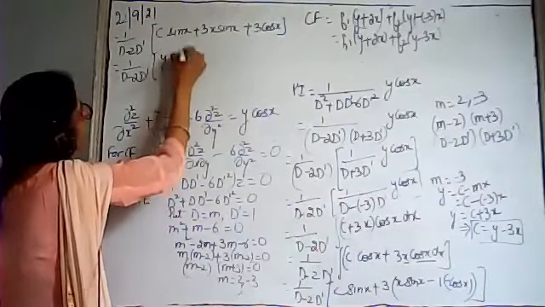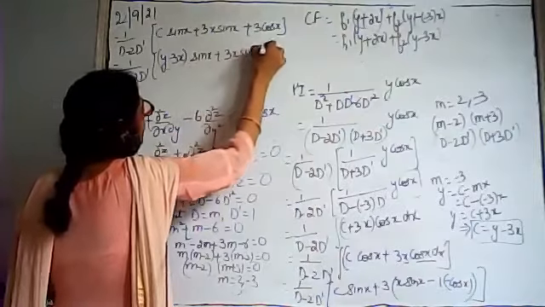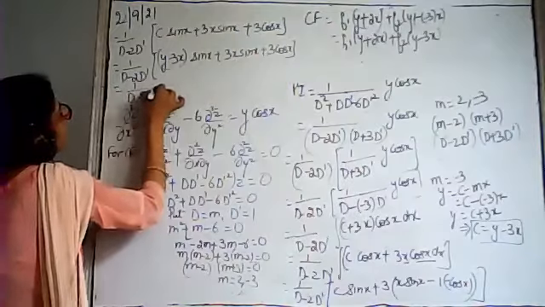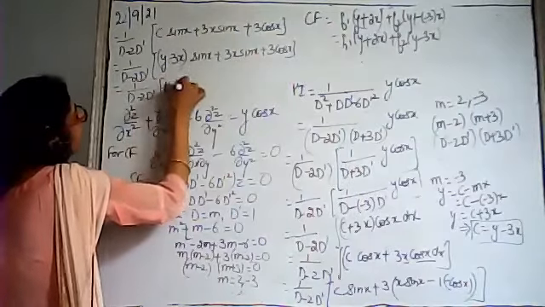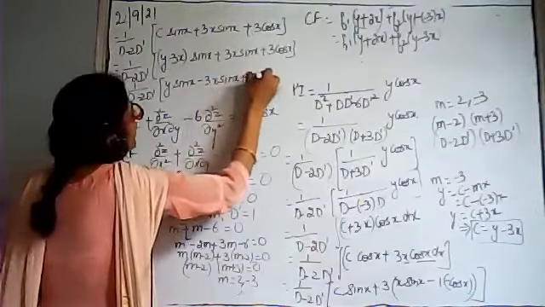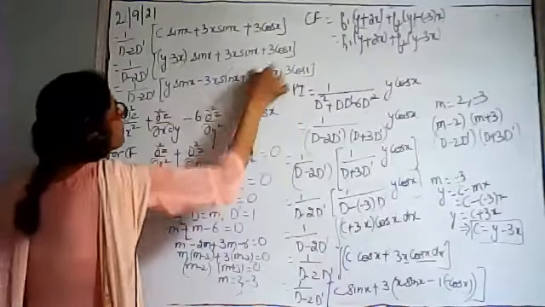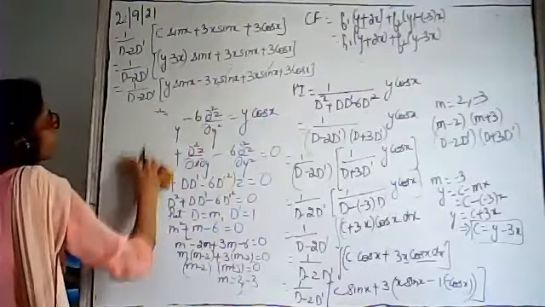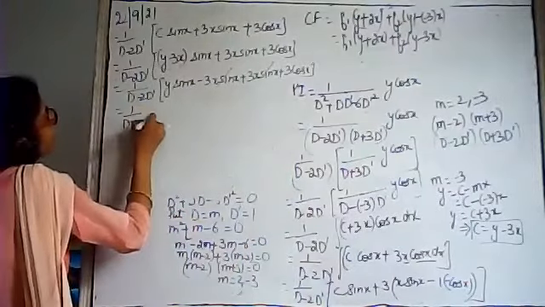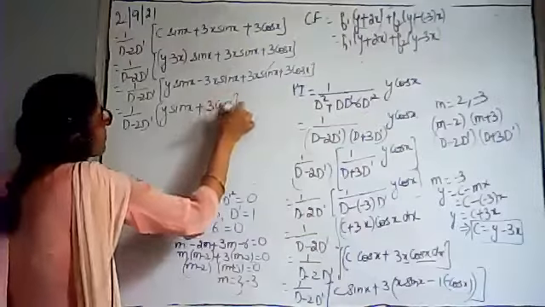It will be (y minus 3x) into sin x plus 3x sin x plus 3 cos x. Open the brackets. 1 upon d minus 2d dash will remain as it is. It will be y sin x minus 3x sin x plus 3x sin x plus 3 cos x. तो minus 3x sin x और plus 3x sin x cancel out हो जाएंगे एक दूसरे के साथ. So it will be 1 upon d minus 2d dash into (y sin x plus 3 cos x).